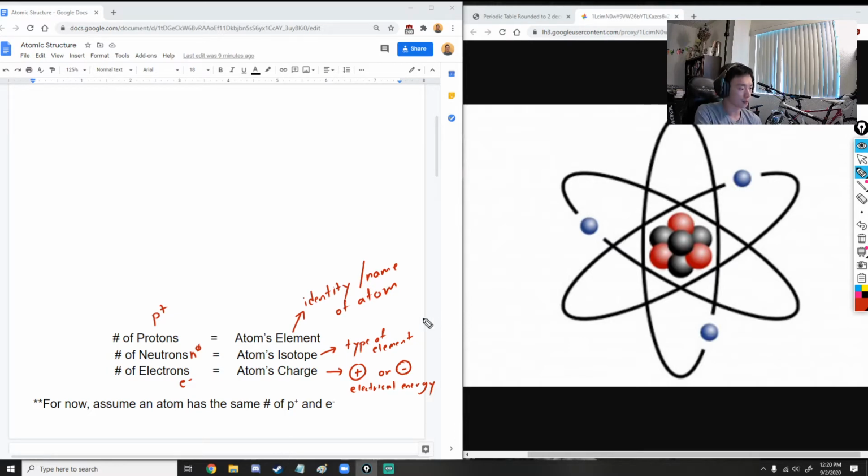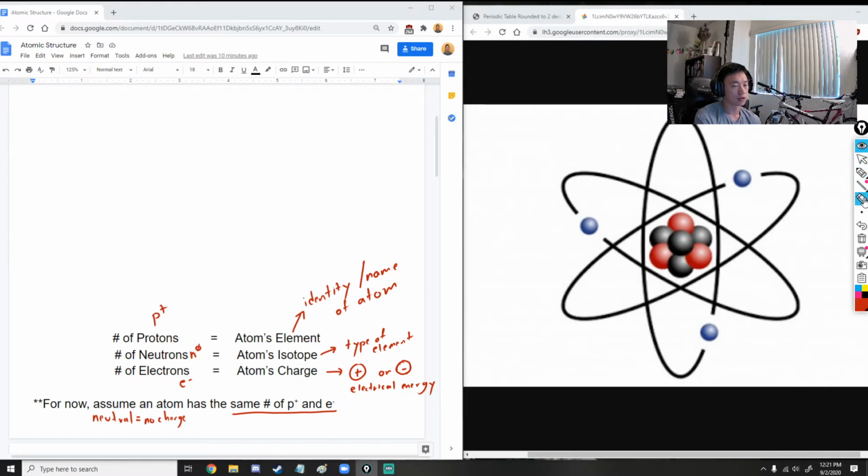So for today, I want you to assume that an atom has the same number of protons and electrons. That means that the atom is going to be neutral, so we're looking at atoms with no charge. Later on we'll look at atoms that do have a charge, and then we'll have different numbers of protons and electrons. But for today, let's assume they have the same protons and electrons.